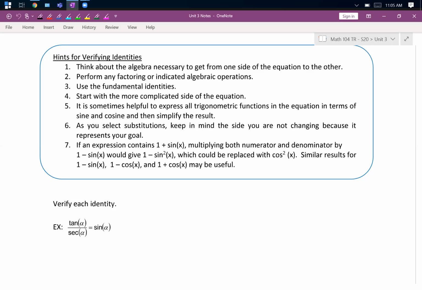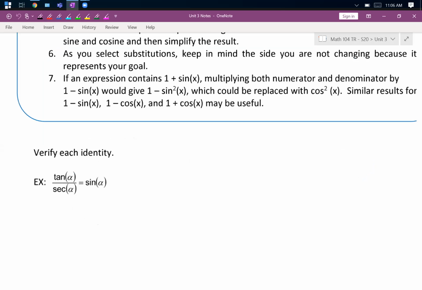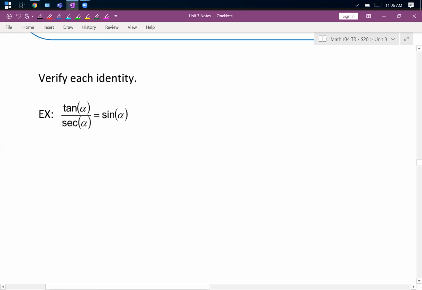They are going to increase in difficulty. So with these first ones, even though I'm going to talk through them at length, you might say, well, I see it right away. Great. I'm just trying to train the thought process so when we get to the more complicated ones, we're already in the habit of doing that. So we want to verify that tangent alpha divided by secant of alpha is equal to sine.